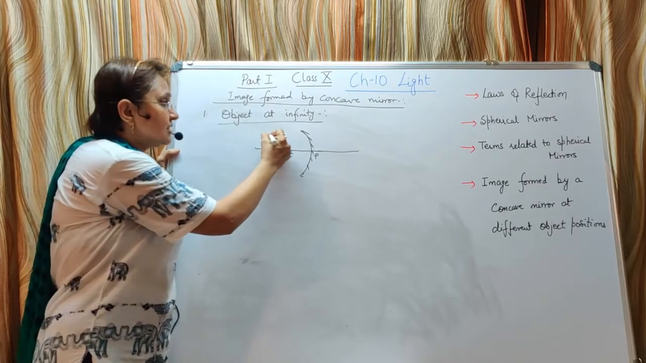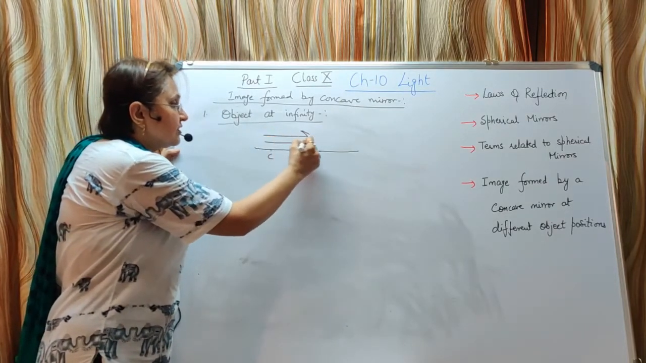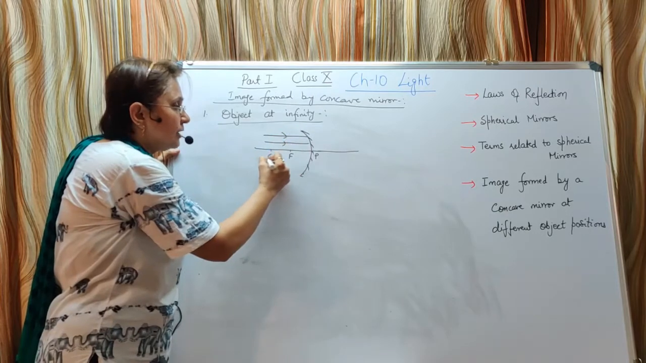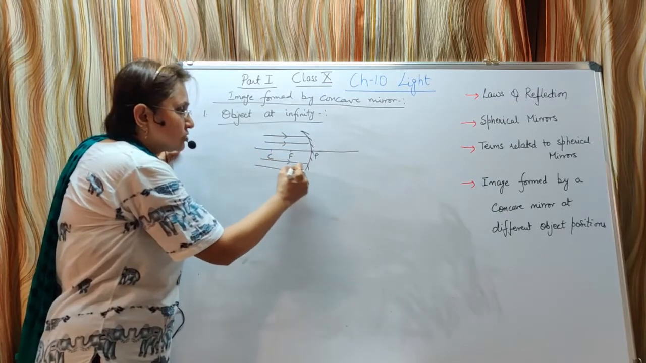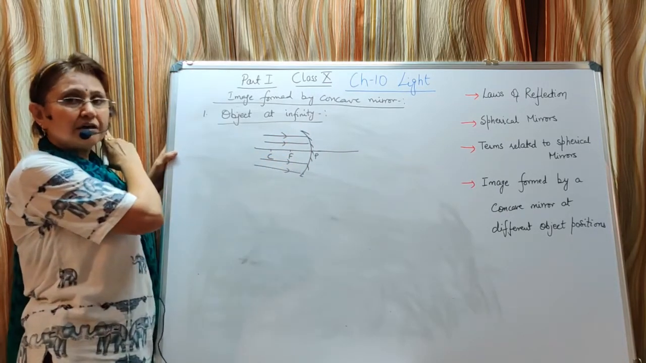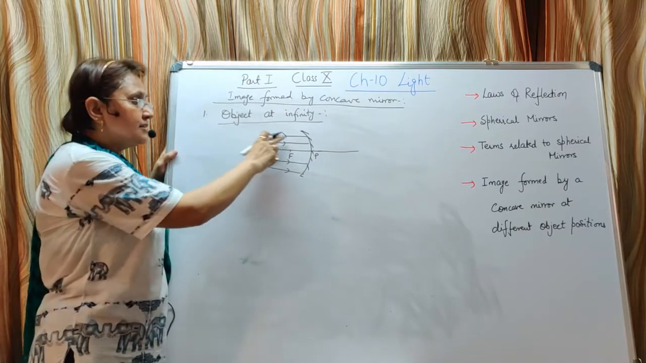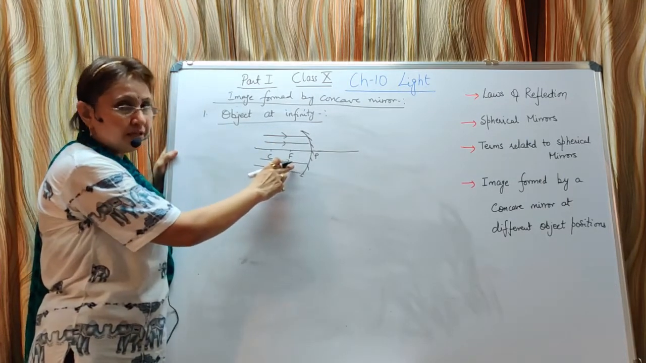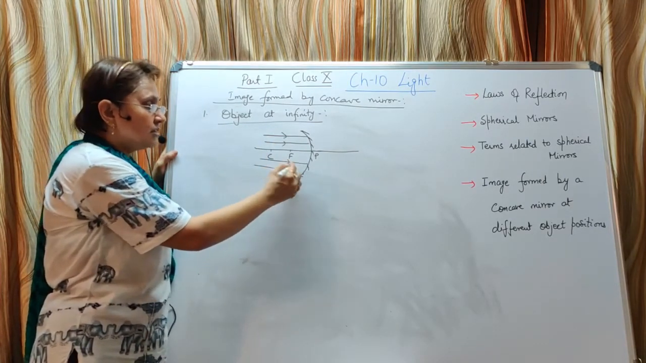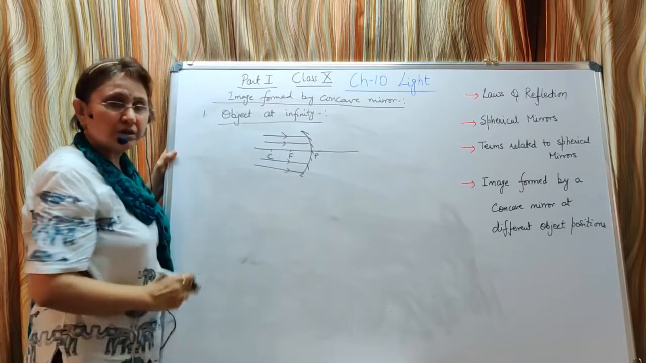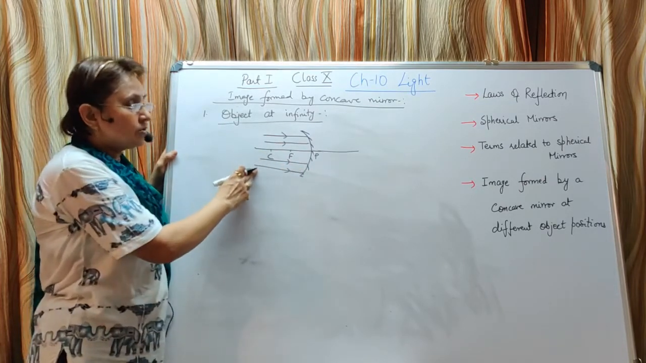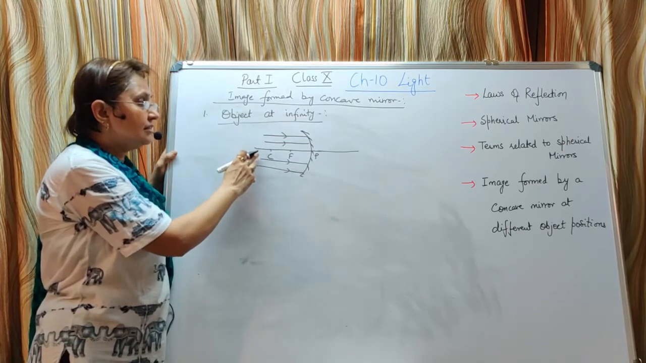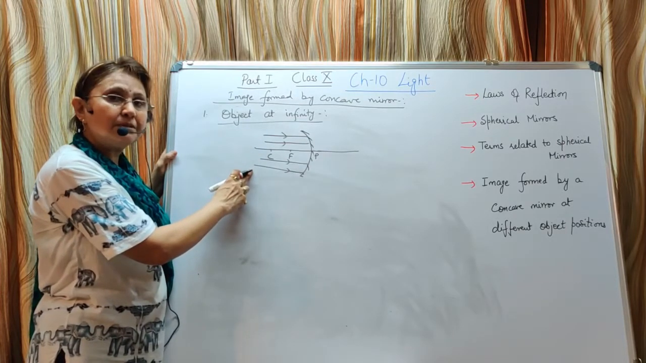Let us consider that these incident rays are parallel to the principal axis. So the object is very far away at infinity and the incident rays coming from that object, when they reach the earth's surface, become parallel to each other, and let us consider that these incident rays are parallel to the principal axis.